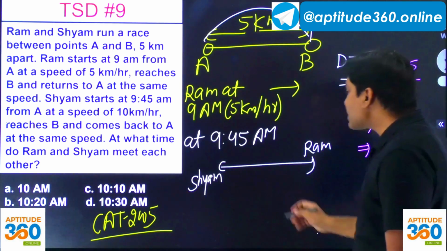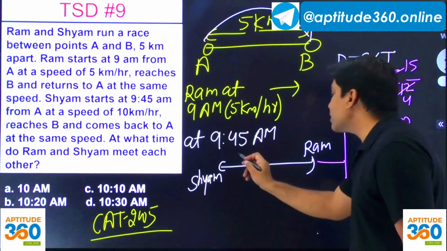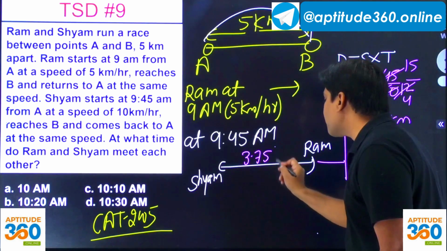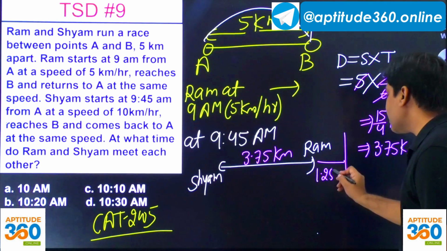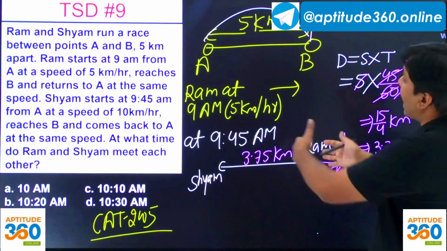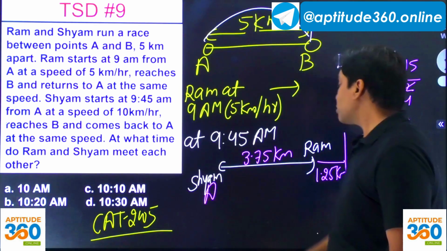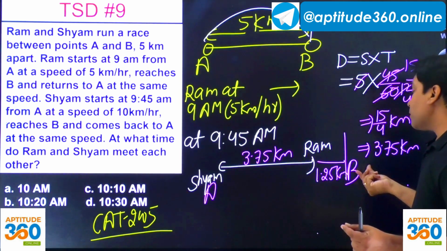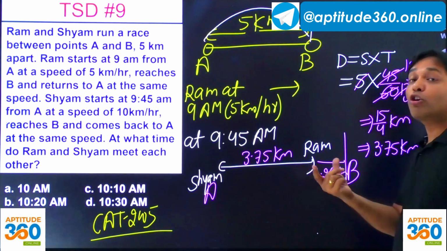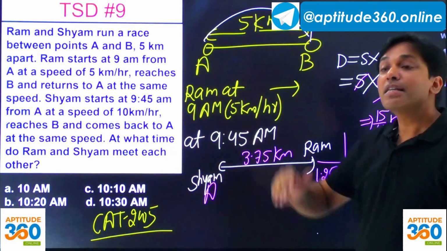So Ram kahan se kahan tak aa gaya? Ram aa gaya yahan pe. Aur maan lo ye distance yahan pe hai. So this distance is 3.75 kilometers. Ram chal ke aa gaya itna. Ab kitna distance bach gaya? It is 1.25 because the entire distance is given to you as 5 kilometers. So the distance between where Ram is at 9:45 and the point B is going to be 1.25 kilometers. Kaise aaya? 5 minus 3.75.